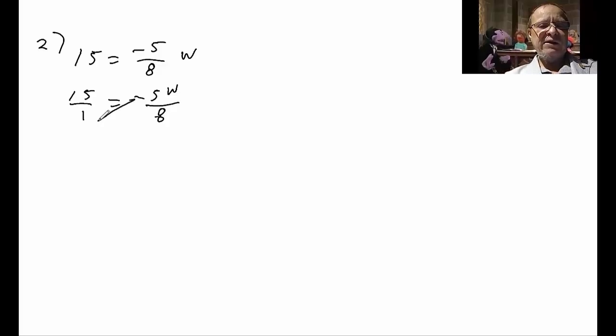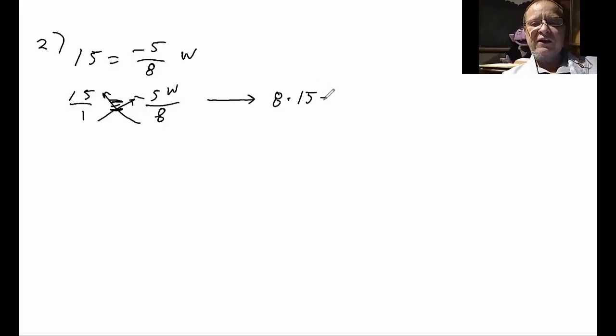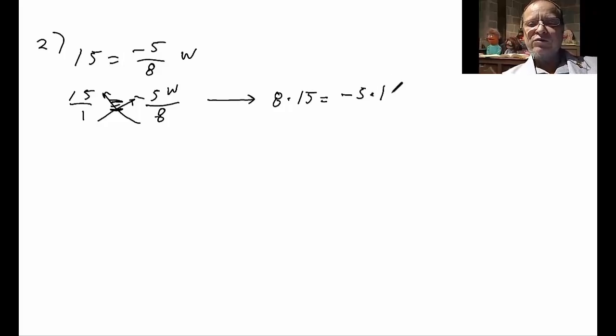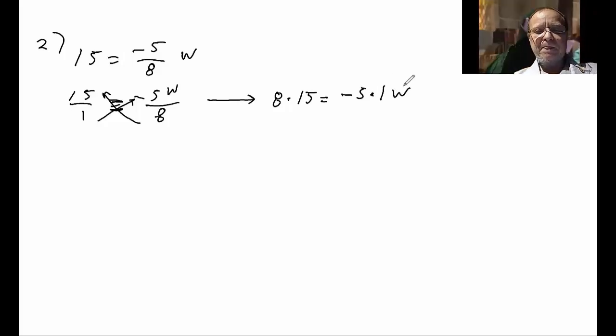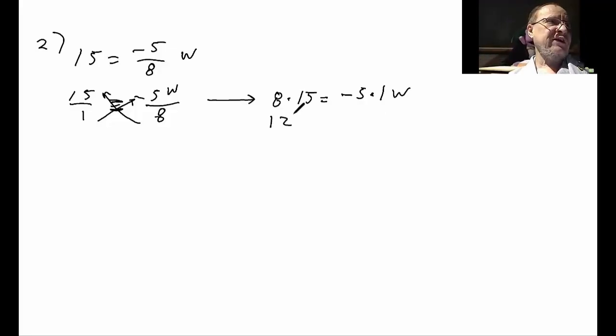So that means that I could cross multiply because I have the equal sign here, and that means that I would get 8 times 15 is equal to negative 5 times 1w. So there, 8 times 15 is 120.